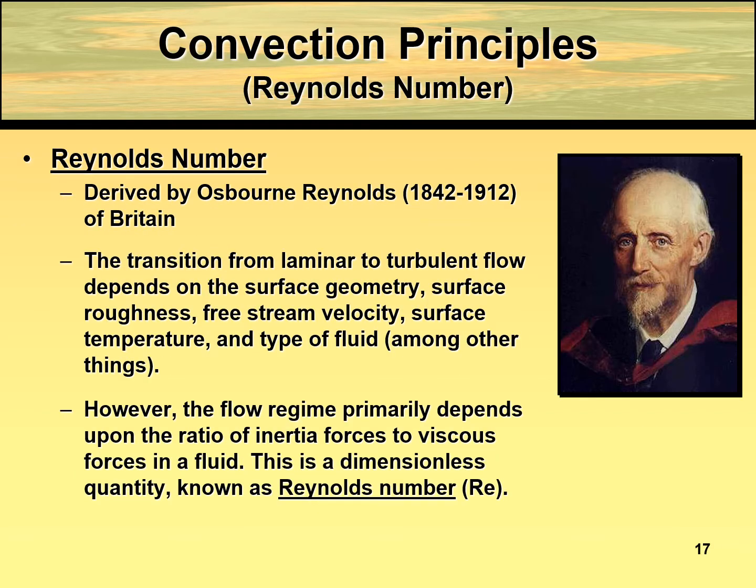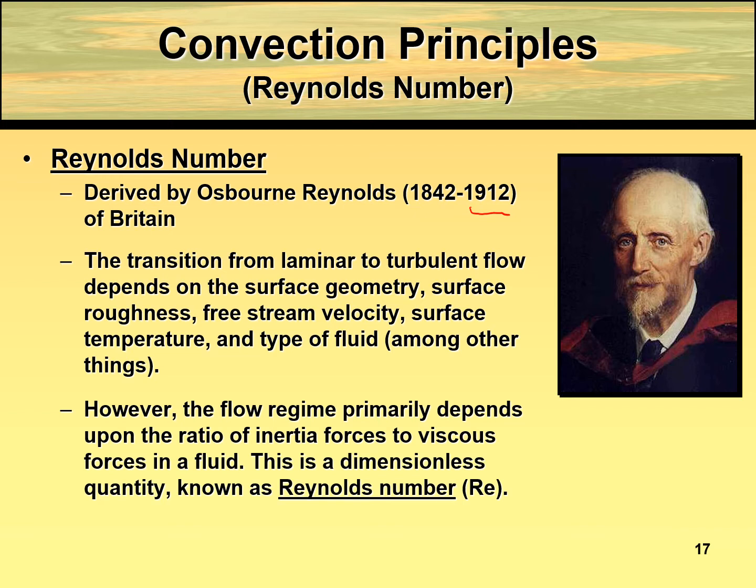So another important parameter in convection principles is the Reynolds number. The Reynolds number is named after Osborne Reynolds, who was born in 1842 and died in 1912, so he was British. It replicates the transition from laminar to turbulent flow, which depends on the surface geometry, surface roughness, free stream velocity, surface temperature, and the type of fluid.